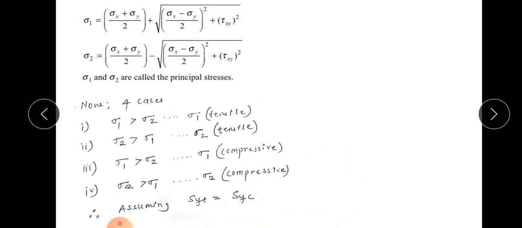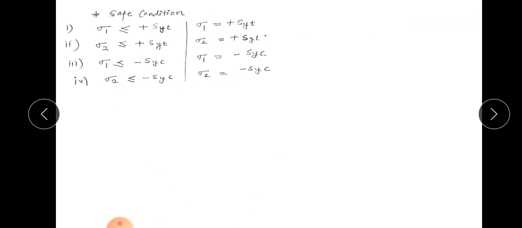So tensile will be positive and compressive will be negative. Then normally we are assuming that SYT is equal to SYC. If the yield strength in tensile loading is, let us say, 200 megapascal, then the compressive strength for a ductile material SYC, or for a brittle material SUC, is also 200. So we are considering it as equal, we are assuming it as equal. Okay, so let us see what happens.